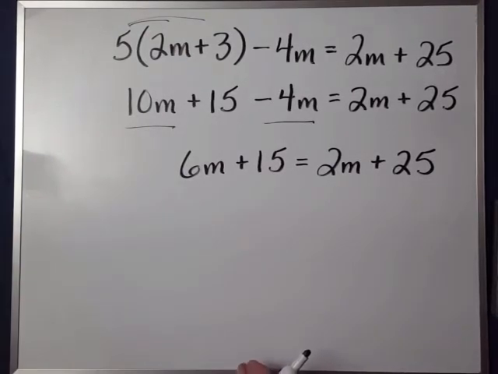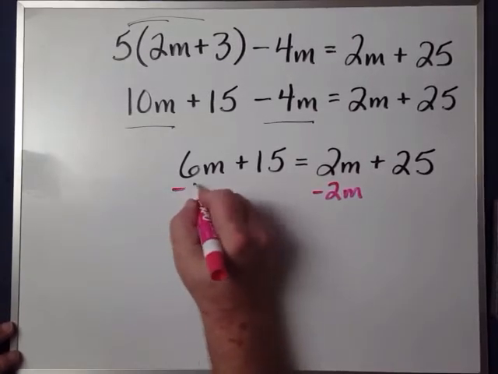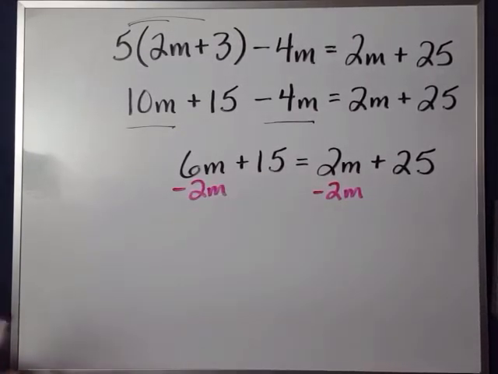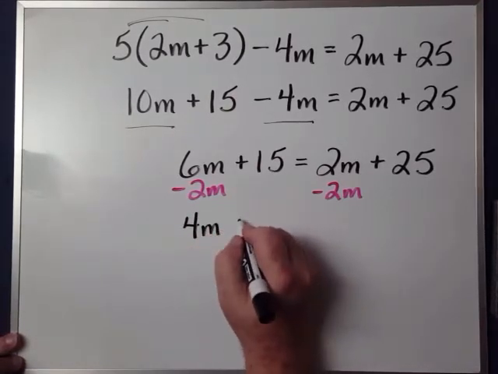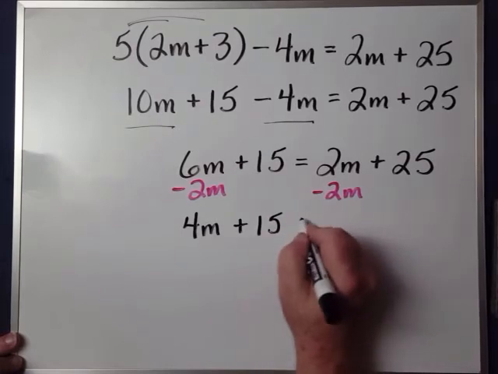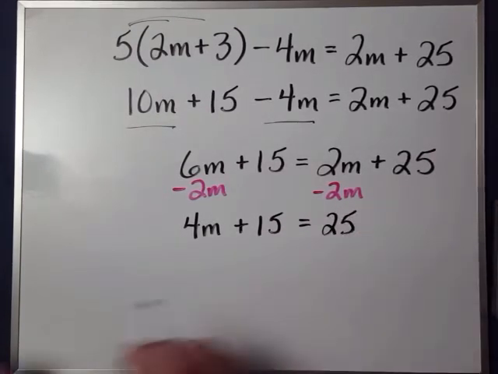We're ready to get the variable on one side. Let's bring our m's to the left. That is, destroy them on the right, subtracting 2m from both sides. On the left, that leaves me 4m plus this 15. On the right, the m subtract out to leave that 25. We've got the m on one side. Let's get it by itself.